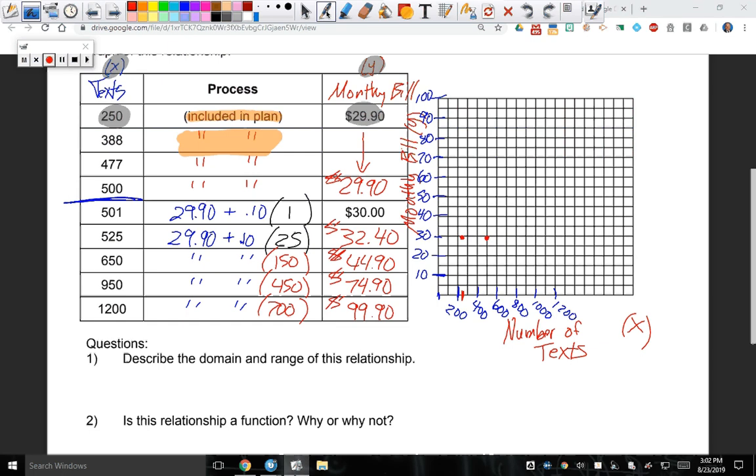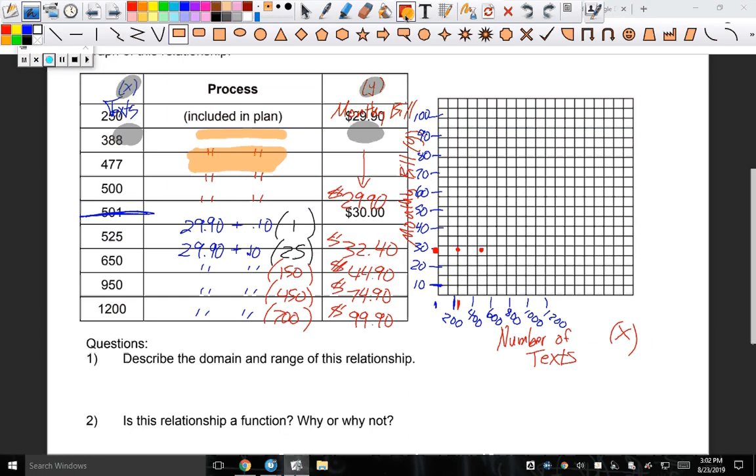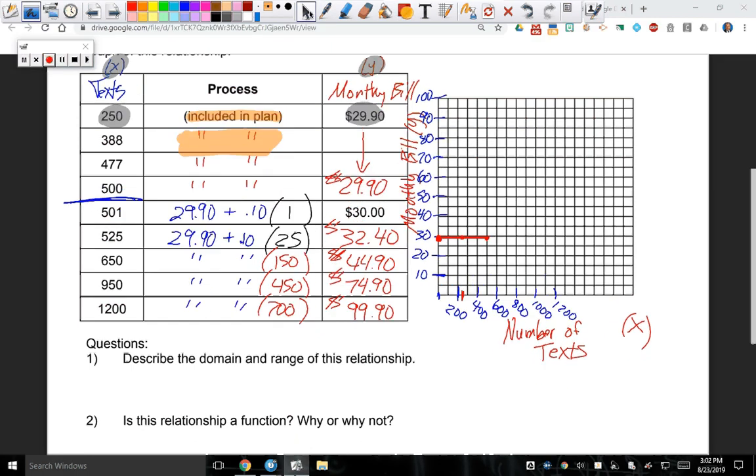Now you tell me, what if x was 0? What would it be? 2990. So at 0, 2990, on the y-axis, that's where we're going to start. Now what I want you to do now is, since they all stayed the same, we're just going to draw a nice horizontal line between those points.